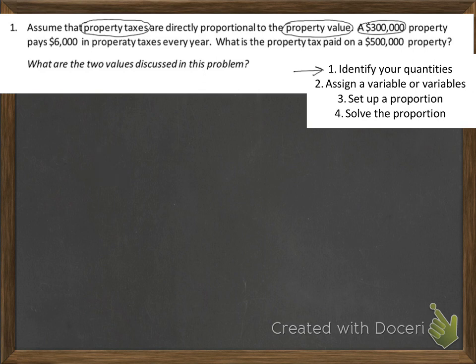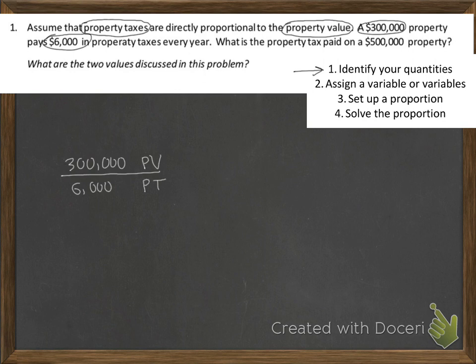Okay, so I have a $300,000 property value. They pay how much? They pay $6,000 in property taxes. So should I put that upstairs or downstairs? It doesn't matter. I can put that above the $300,000 or below the $300,000. I'll just stick it down here below, as long as I'm consistent on the other side of the equation.